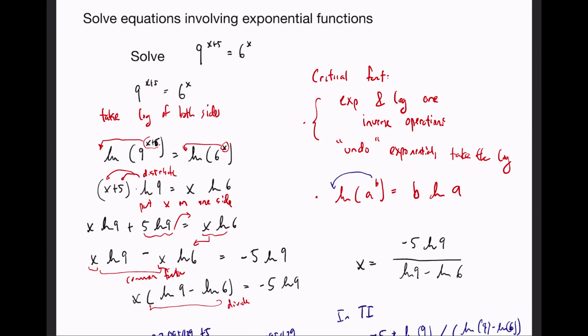So critical skills in this one were twofold. One, exp and log are inverse operations, and I should take the natural log of both sides, first thing. And then second, natural log of a to the b, pull down that exponent, and I get b times natural log of a.